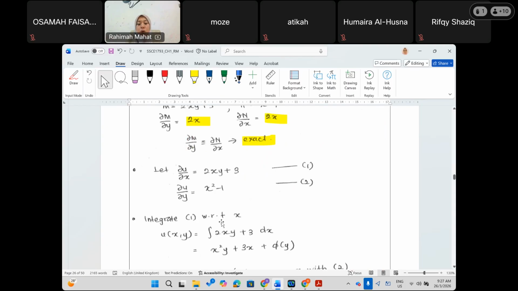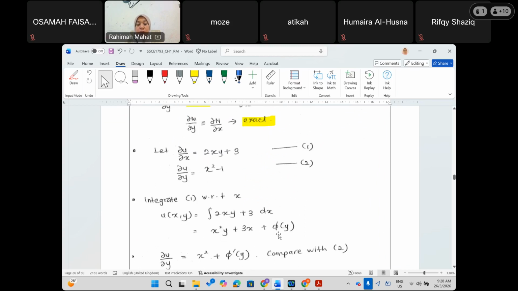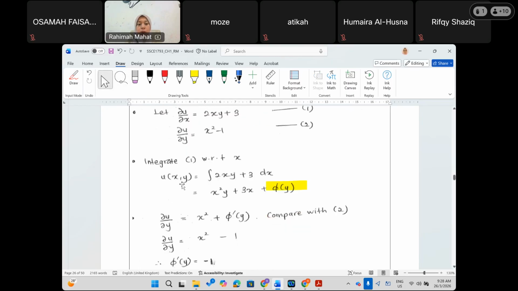And you integrate 1 with respect to x. Okay, 1 with respect to x. So you will get x squared y plus 3x plus phi of y. I get phi here. Okay. And then you go to the second one, ∂u/∂y.